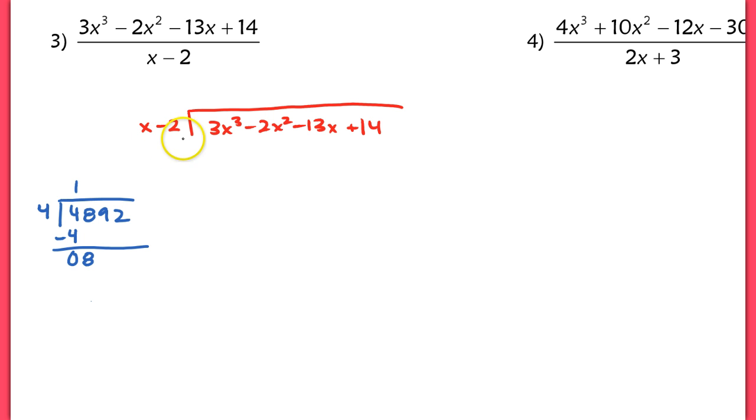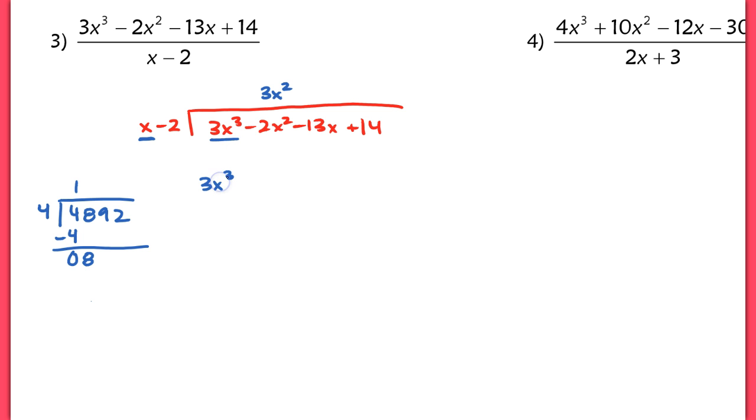Now when I ask myself how many times does this divisor fit inside of this first term, I don't actually look at the negative 2. I only pay attention to that first term in my divisor. So I ask myself, how many times does x fit inside of 3x cubed? Now that term fits inside 3x squared times. Now if you're asking yourself, how does that fit in 3x squared times?